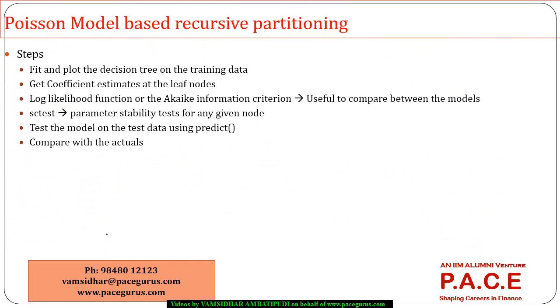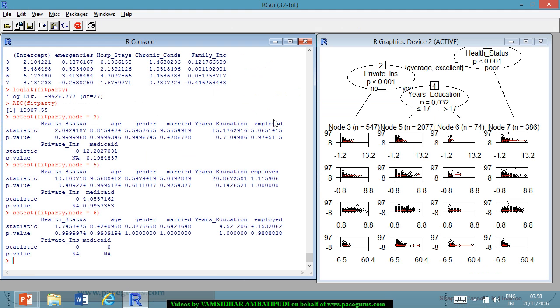So we have fitted the tree on the training data, got the coefficient estimates at the leaf nodes, log likelihood and all we have used for comparisons, SC test we have used to look at the stability of the coefficients at each of the nodes. Then we can go ahead using the predict part, right? So I'll say pred underscore party is nothing but I'll use the predict function. Fit party is the name of the model, and I'm using it on the test data.